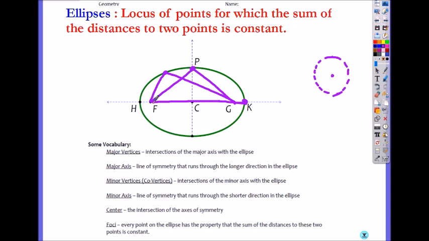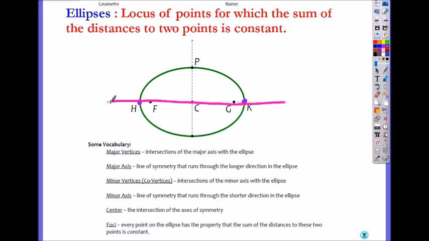Okay? So here are some terms. Hopefully it will make more sense as we go over them. We have the major vertices. Major vertices are the ones on the longer side of the ellipse. So here you see we have 2 vertices on the longer side. We call them major vertices. And the axis, the line that goes through those 2 vertices, is called the major axis.